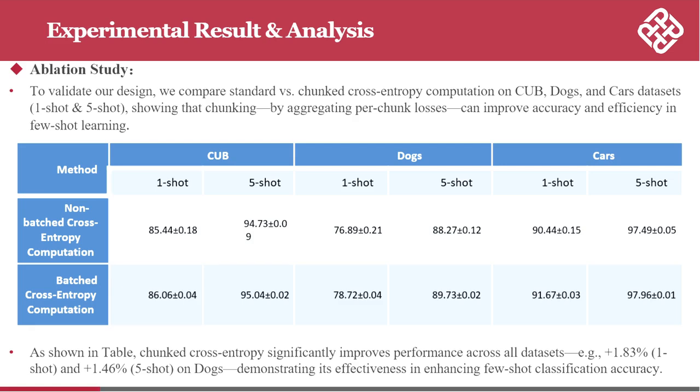In the ablation study, using truncated cross entropy helped a lot. On the dogs dataset, it increased accuracy by 1.8% in one shot and 1.4% in 5 shots, showing it makes few-shot learning more stable.